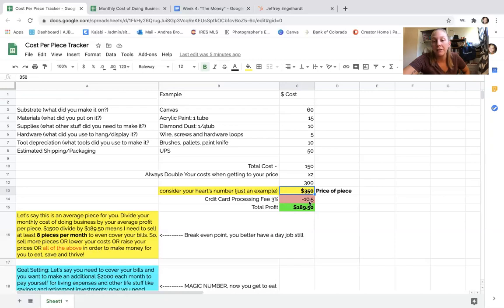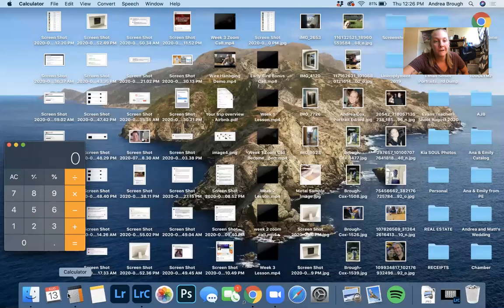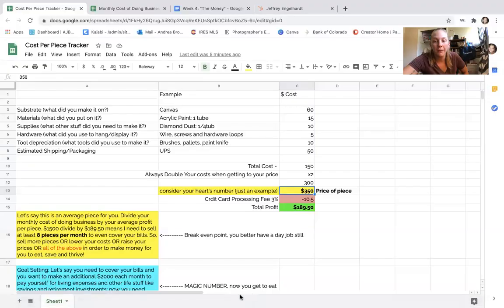Okay, so minus $10.50. All right, $350 minus $10.50, where did that get me to? 350 minus 10.5 equals 339.50. Okay. Minus 150, okay, for the cost. The actual cost. Total profit on that piece, 189.50.